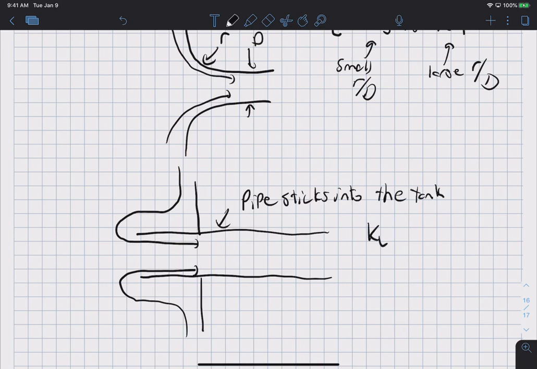The loss coefficient is about 0.5 to 1.0 depending on L, and I'll just call this L here. Okay, and so it depends on how far it sticks in. If L is 0, we approach the just square cutoff limit, and it's 0.5. If L is sticking way into the tank, then it's 1.0. Okay, and so there are all kinds of tables and charts in the book that have examples of these loss coefficients.